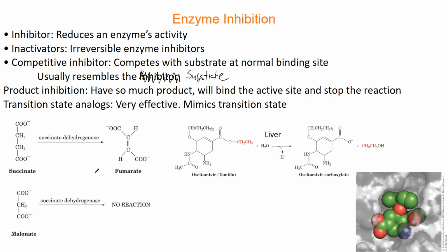And there's two ways you can do it. One, if you look like the substrate, or an inhibitor that happens naturally in your body is called product inhibition, where you have so much product around, this will go and bind the active site and stop the reaction. This happens in your body all the time, especially for metabolism. And if you are interested in metabolism, Biochem 2 is offered in the spring.